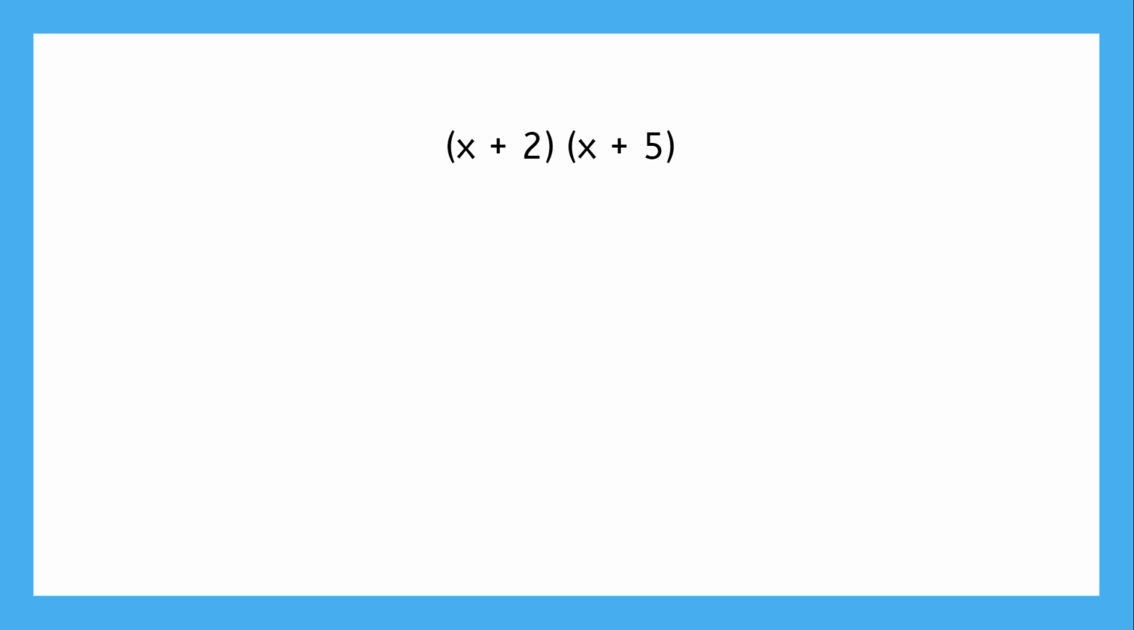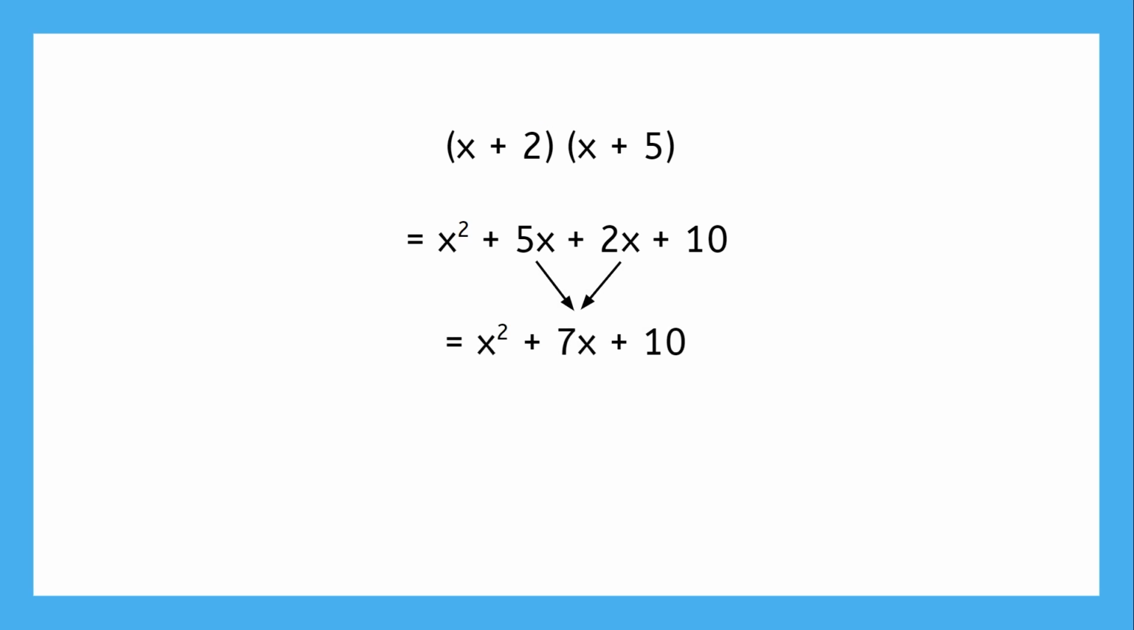That'll help us understand how the factors in the product are connected. First, we distribute the x over to both terms in the other binomial. Then move to the 2 and do the same thing. The two terms in the middle are like terms, so we can combine them and make 7x. Okay, so we got our product.